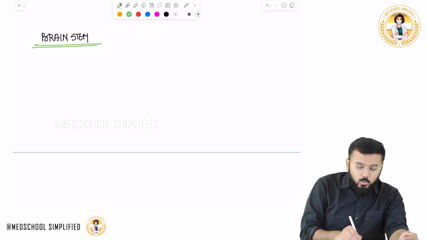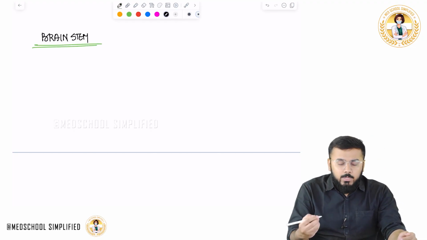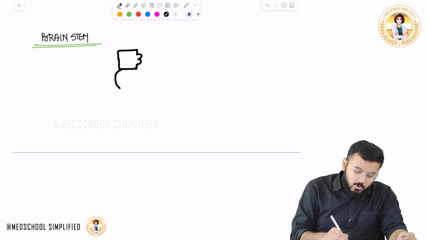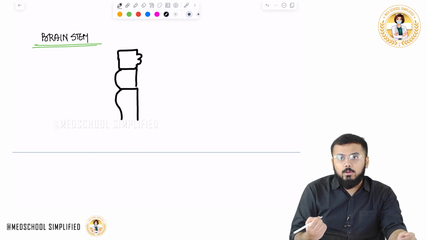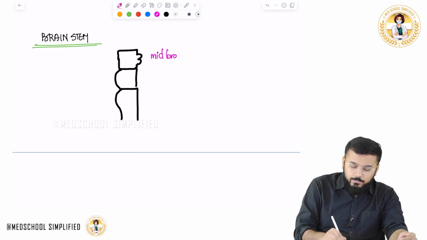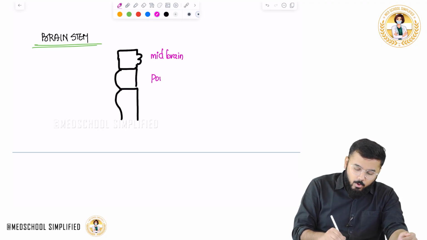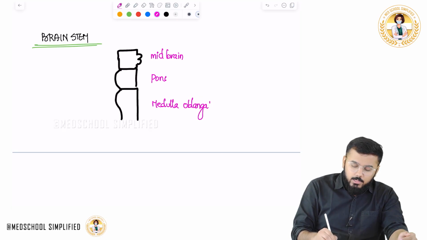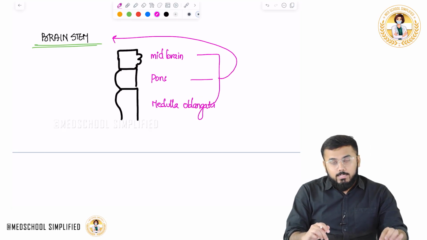First of all, you have to know what is brainstem. Brainstem is comprising of what? This part is called as midbrain. After the midbrain, you have got pons. After the pons, you have got medulla oblongata. So brainstem is actually consisting of midbrain, pons, and medulla oblongata. So all these three things together, you call it as a brainstem, right?